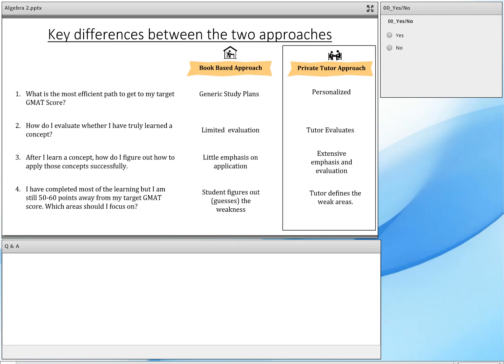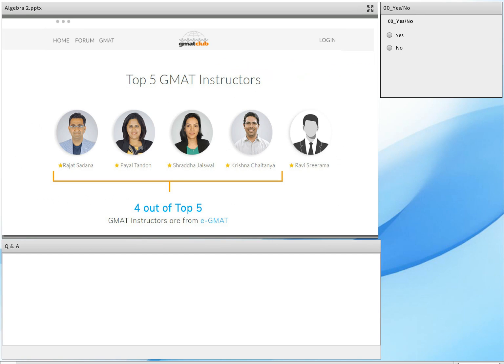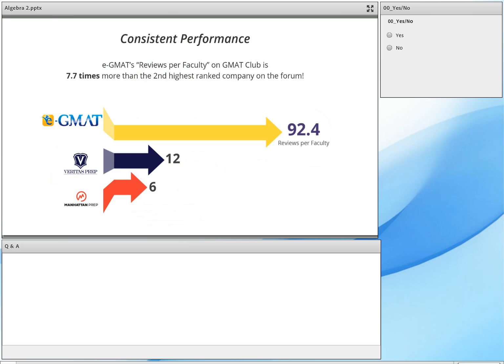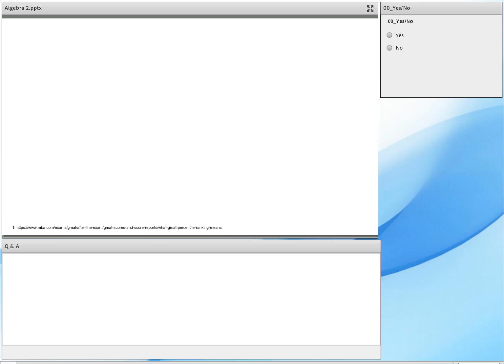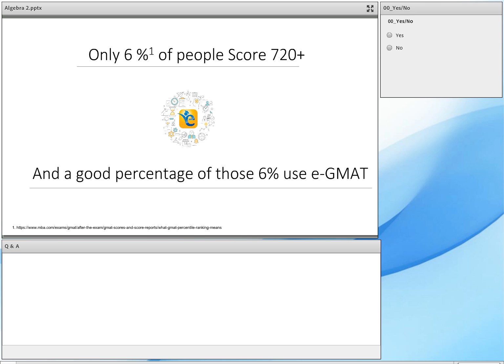Now, you can create an amazing architecture, but to truly make it impactful, you also need to have good instructors. And at e-GMAT, we have some of the best instructors. In fact, 4 out of GMAT Club's top 5 instructors work for e-GMAT. Instructors who not only work full time in helping you ace the test, but are also reviewed a lot more frequently on GMAT Club. So it's not a surprise that while only 6% of individuals score 720 or higher, a good number of them study with e-GMAT.